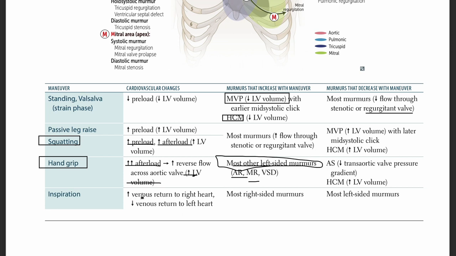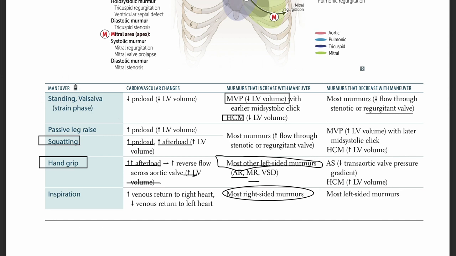Then you have inspiration. Inspiration will cause an increase in venous return to the right heart and a decrease in venous return to the left heart. So increase for most right-sided murmurs, because that's where the blood is mostly, and decrease for most left-sided murmurs. Okay, let's wrap that up.